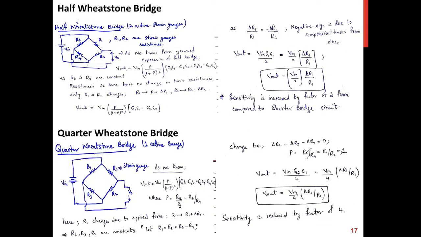Here is another circuit, the half bridge Wheatstone. Half Wheatstone bridges consist of two active strain gauges. We have R1 and R2 as the strain gauge resistances. Simply, as we know from the previous expression of the full bridge, we get this relation, as there is only a change in resistance of R1 and R2, and R3 and R4 are constant resistances. So we ignore the other factors involving epsilon 3 and epsilon 4, which are cancelled out. Only these two factors are involved, as shown in this equation.